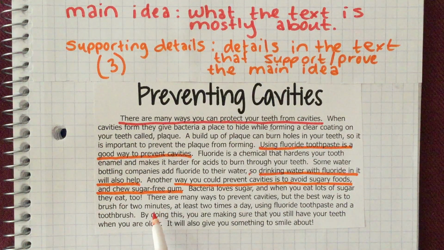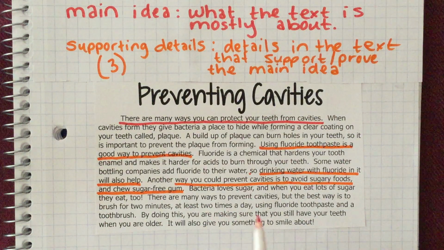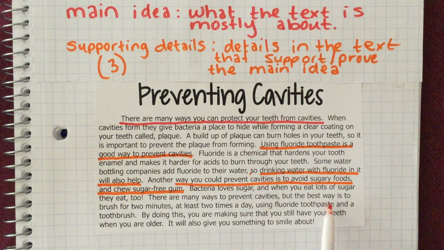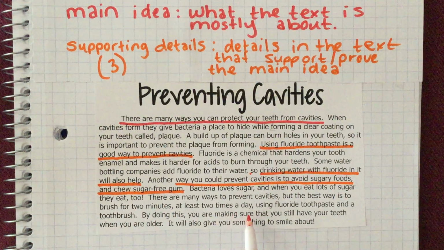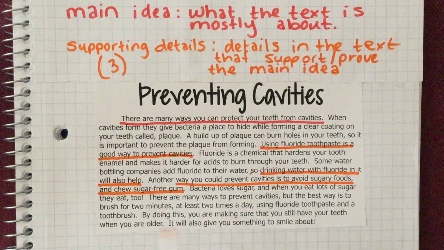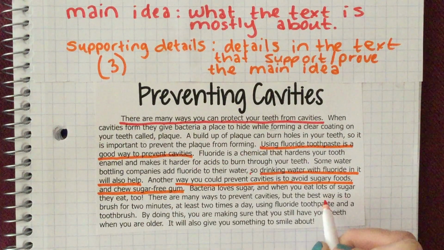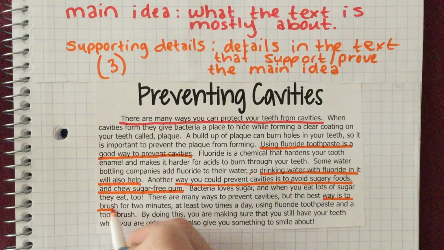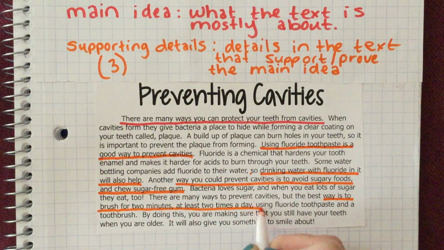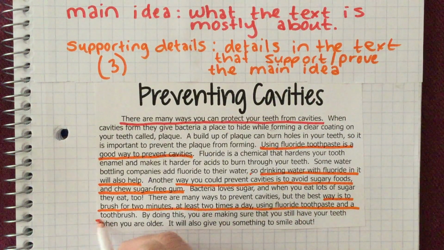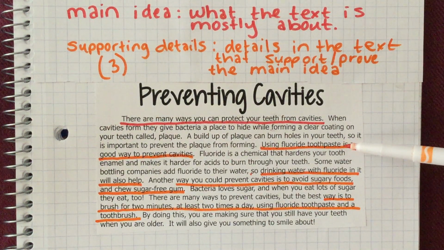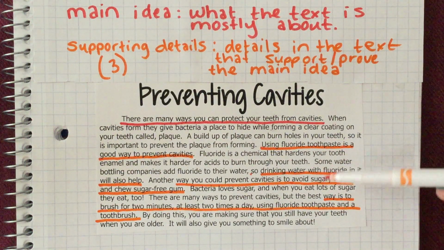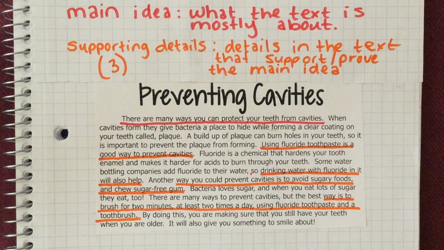All right, here we go. Next one. There are many ways to prevent cavities, but the best way is to brush for 2 minutes, at least 2 times a day, using fluoride toothpaste and a toothbrush. It tells us right there it is a way to prevent cavities. Brush for 2 minutes, at least 2 times a day, using fluoride toothpaste and a toothbrush. So far we've got 1 detail, 2 details, 3. We have 4 supporting details.